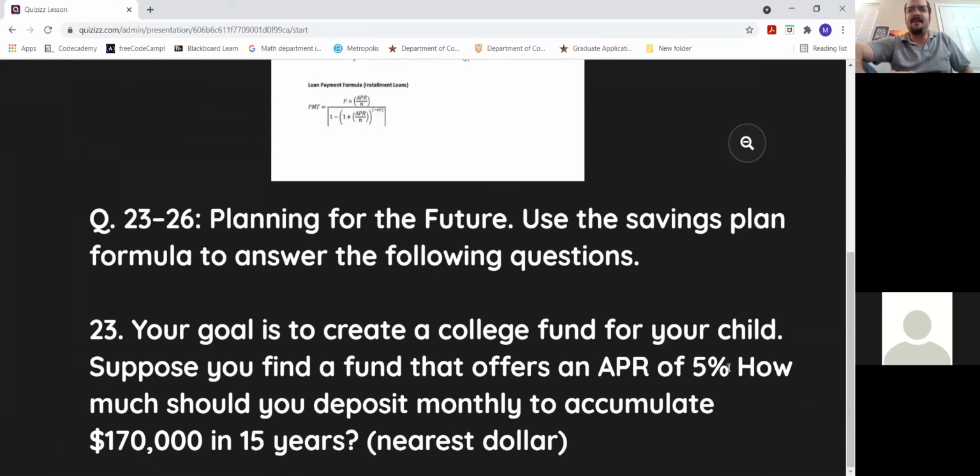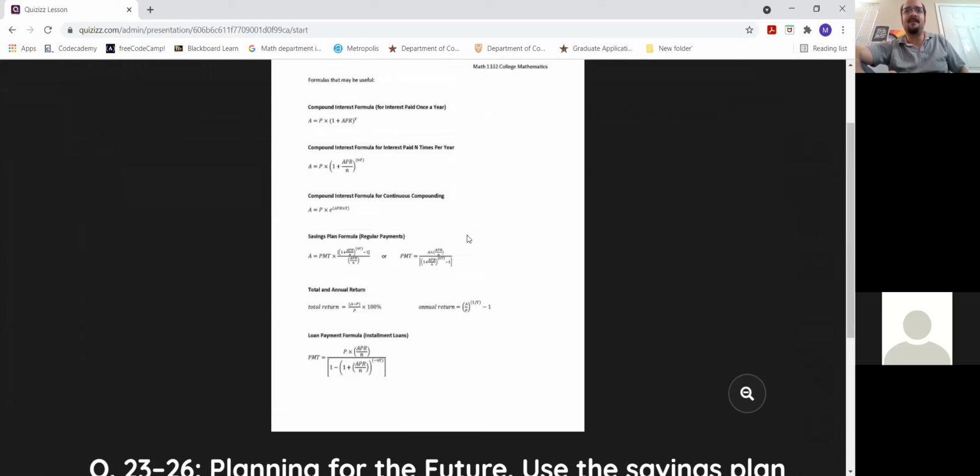So if we're looking at this, I think they're saying how much should you deposit monthly? I think that's going to be a payment. This is giving me accumulated amount. This is giving me the Y, or the number of years. So let me look back at this. So my payment equals accumulated amount, which is what, 170,000?